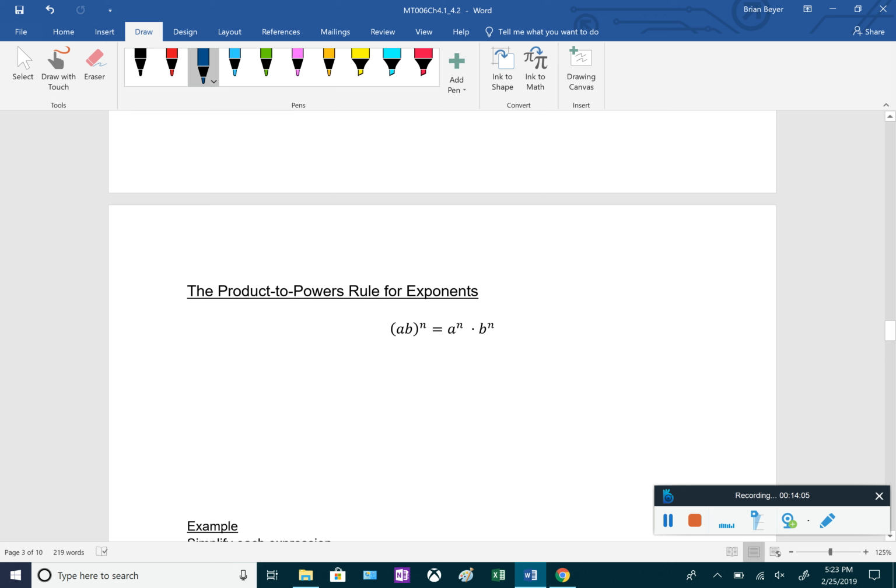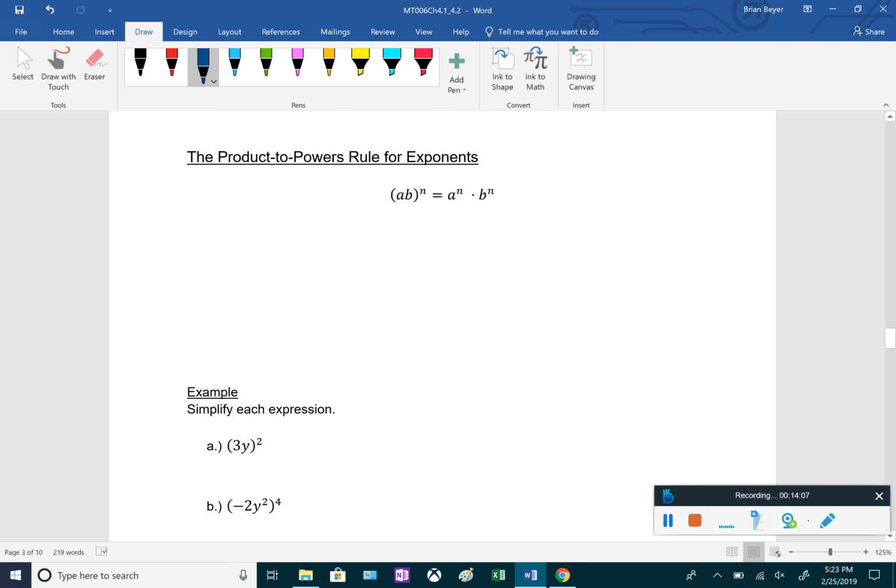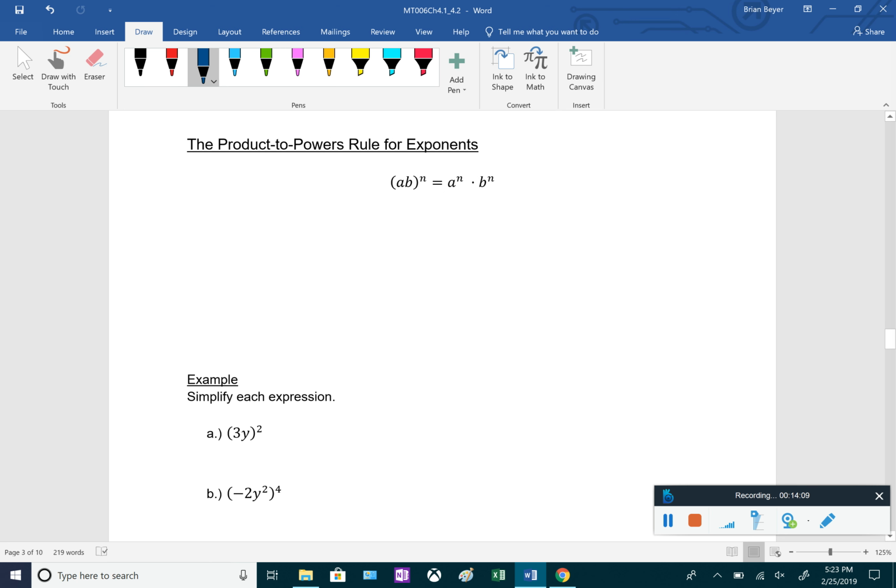Okay, so I think there's only 2 more rules here, so kind of getting there. The next one's called the product to powers rule for exponents. You don't have to know the name for the rules, just make sure you know how to use them. So we have a times b to the nth power. You can split that up and give each one of those factors that exponent of n. So a times b to the nth equals a to the nth times b to the nth.